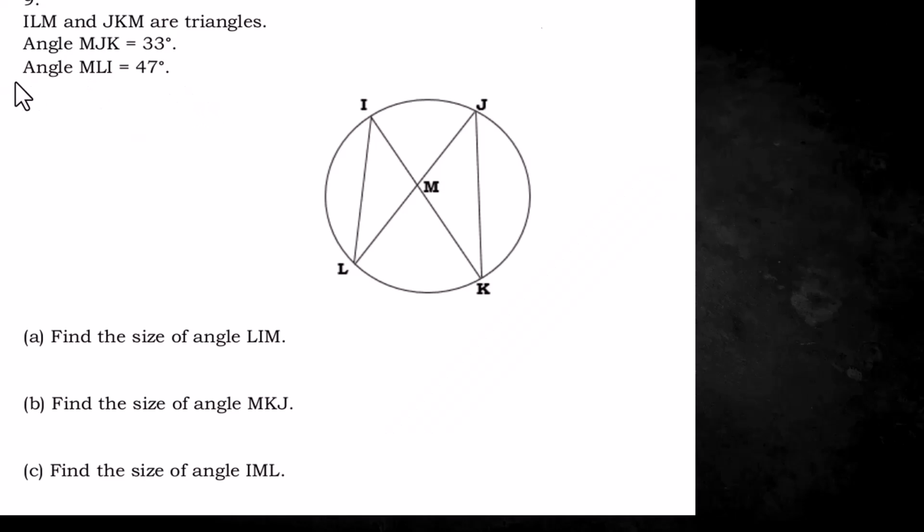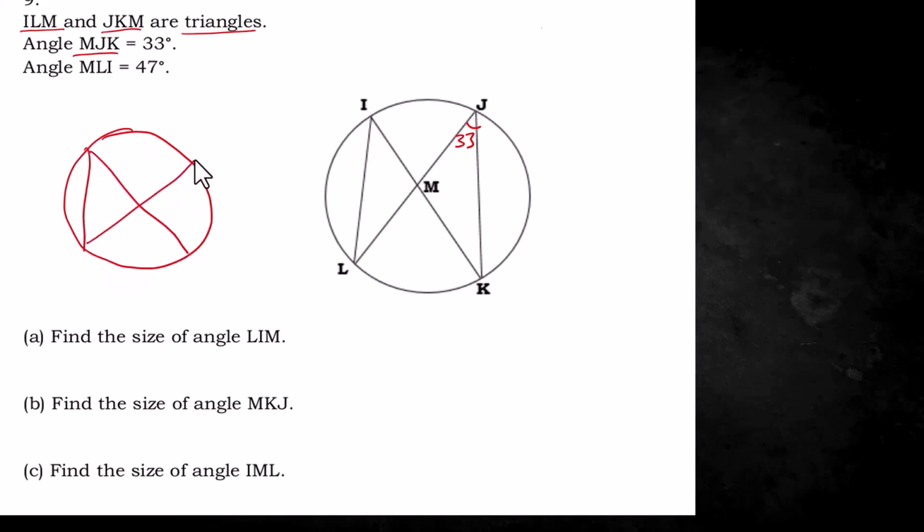All right, let's consider this example. Now we have ILM and JKM as triangles, okay, and we are given angle MJK. So MJK, this side is 33. Okay, now let's not forget this property. Okay, remember this side is an arc, so this side is the same as this side, and therefore this side is 33. Okay, now this one is behaving like a butterfly shape, so this side 33, 33. Now MLI is 47.